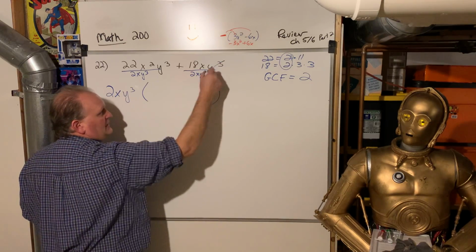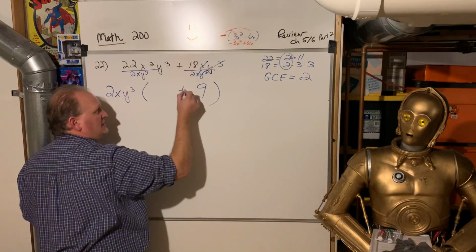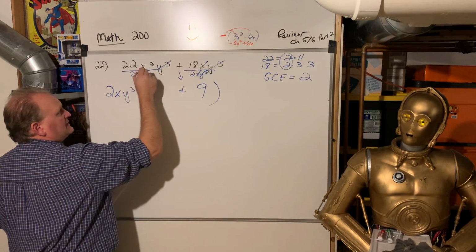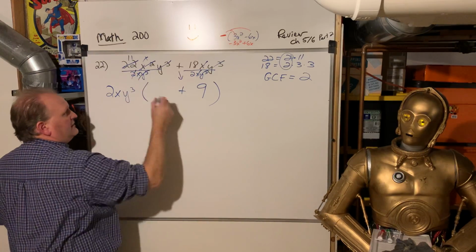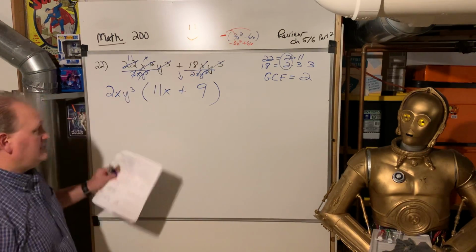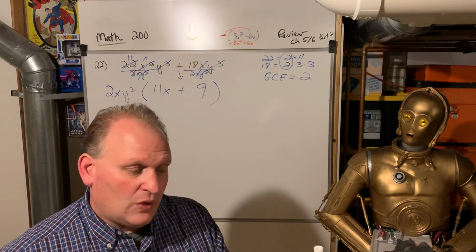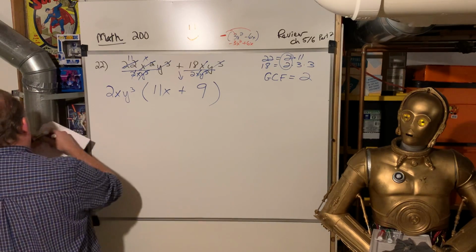So this divides nicely because those cancel, that's 9. This plus stays a plus, that came from there. And then the y cubes cancel, x and an x squared on top, so there's an x left. 2 into 22 is 11, and there we have it factored. That is it. Factored form: 2xy cubed times the quantity 11x plus 9. All right. Okay, let's look at 23.